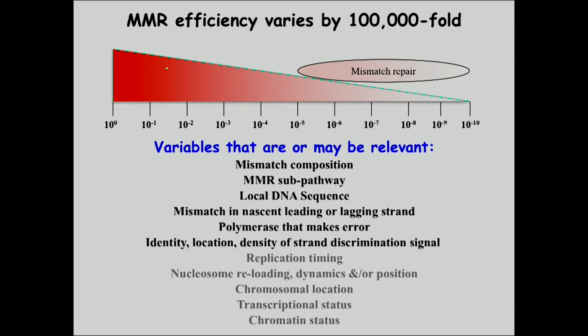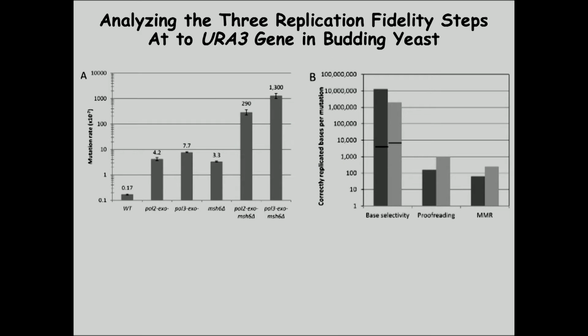And these are some of the mismatch repair efficiency values, statements that we can make from this work, that variables that are or may be relevant to 100,000-fold variation in mismatch repair efficiency in yeast include the ones in black as demonstrated by our work and as speculated by some of our work, these ones that need a lot more further experimentation. And then this is the very last point.